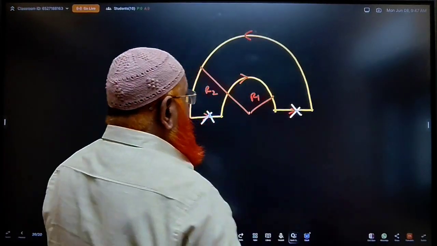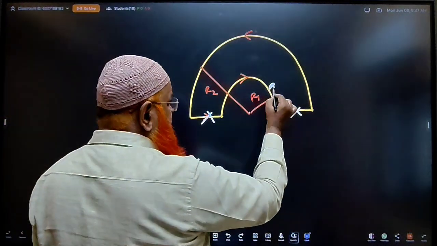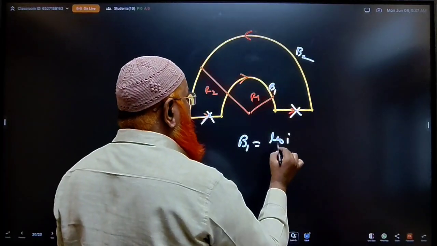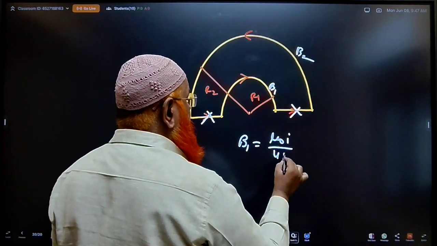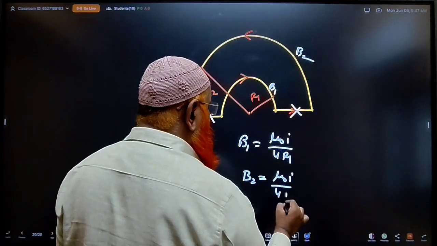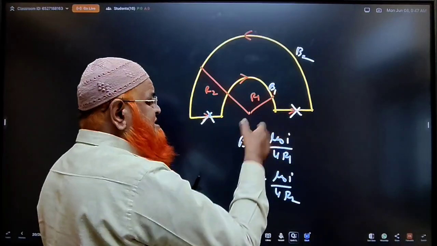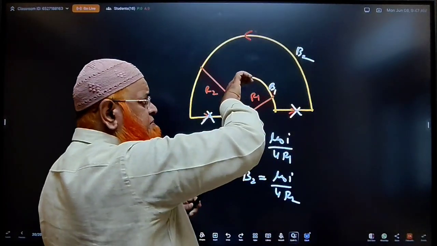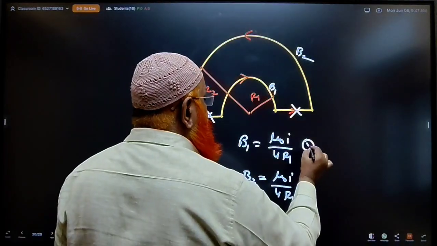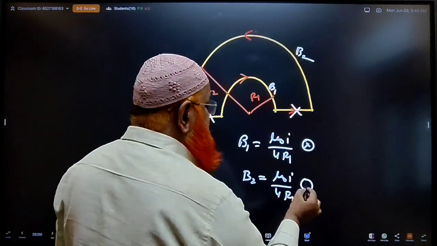Only two wires are there, that is, two half wires, semicircles. Let us take for R1 it is B1, for R2 it is B2. So B1 is equal to mu naught I by 4R1, for a half circle. So B2 is equal to how much? Mu naught I by 4R2, half circle. So here for the smaller one, radius R1 is smaller. For smaller, clockwise means into. Anti-clockwise means dot.